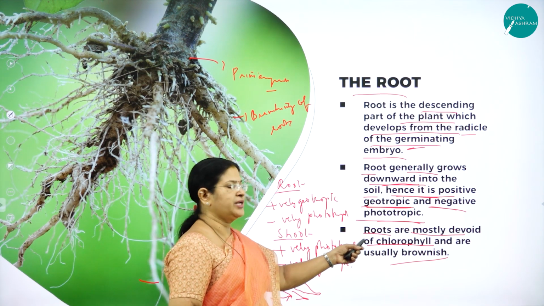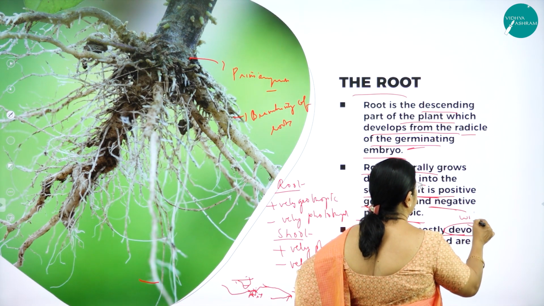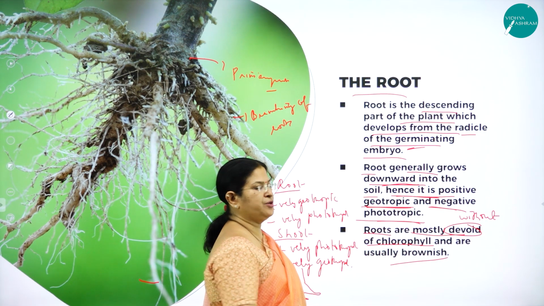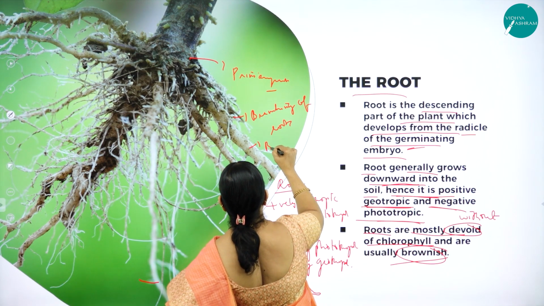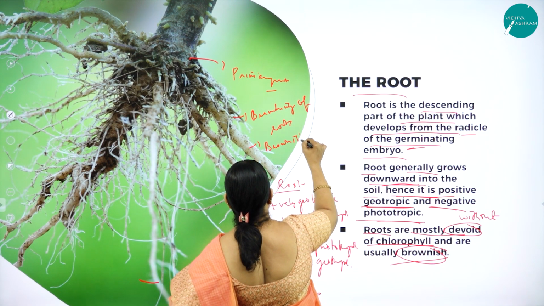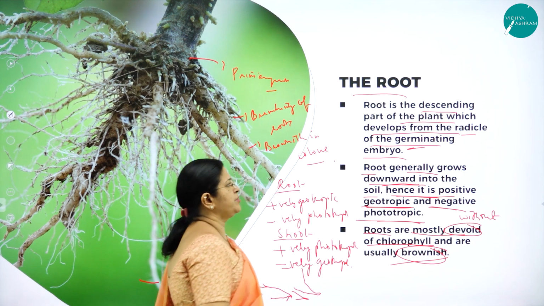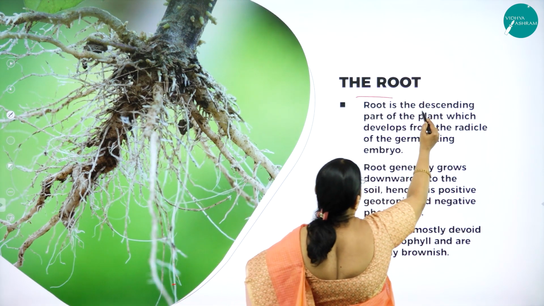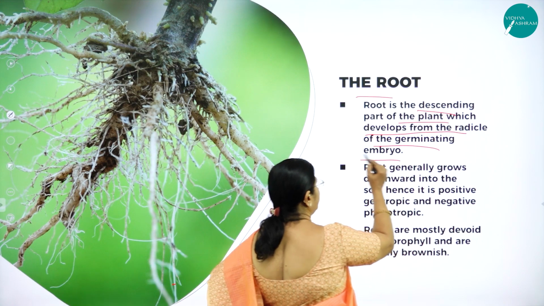So roots are mostly devoid. Devoid means what? Without chlorophyll, and are usually what color? And usually you find them brownish in color. They are usually brownish in color. So as I said, what is root? Root is the descending part of the plant which develops from the radicle of the germinating embryo.